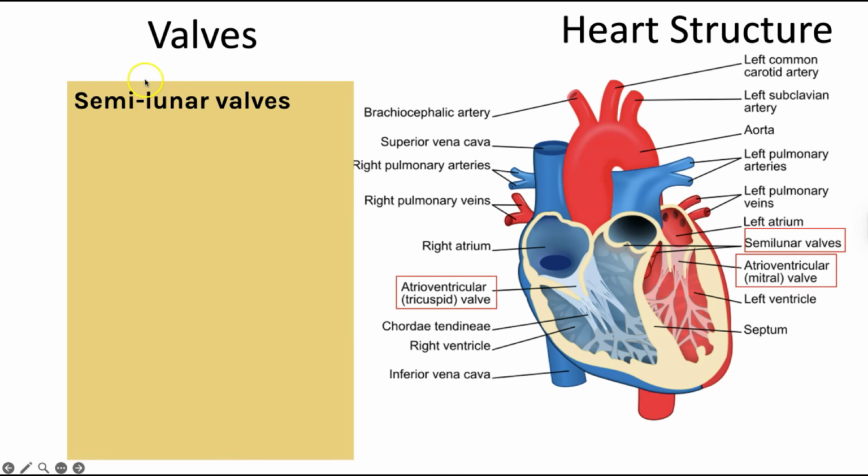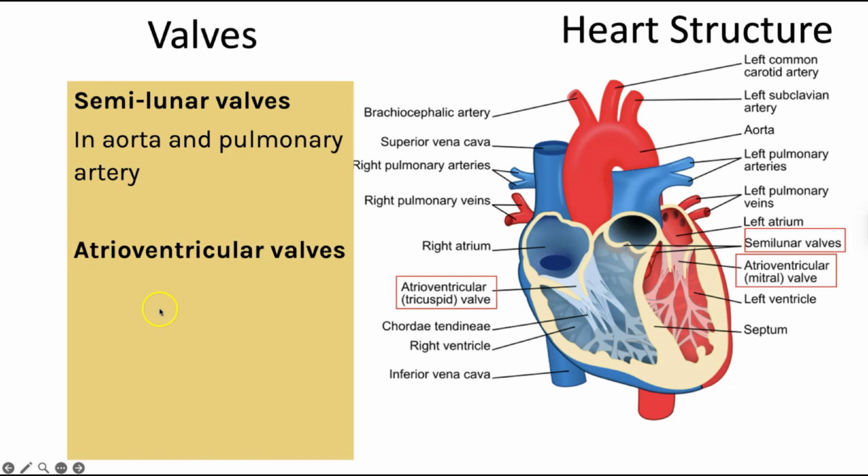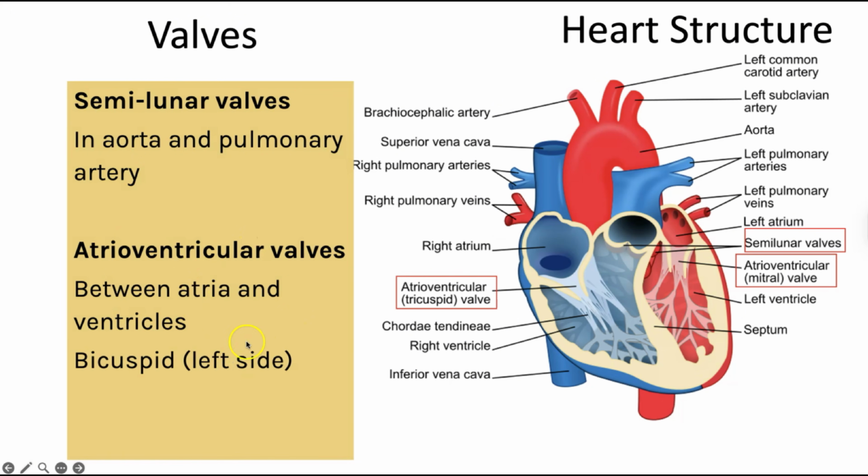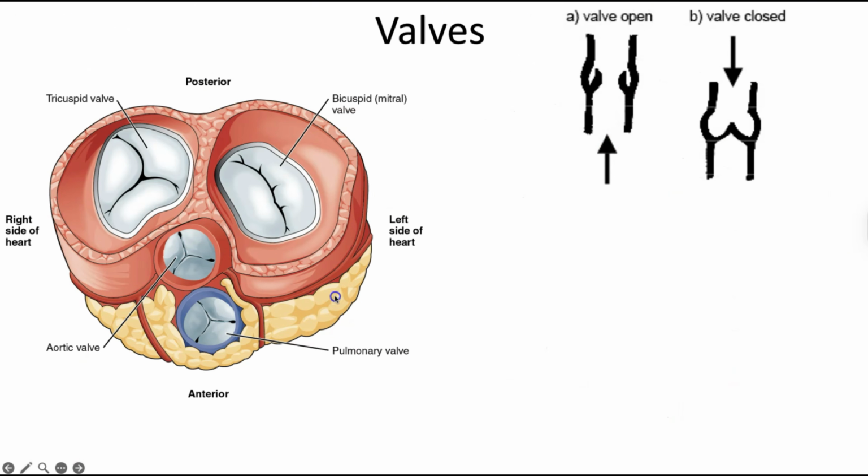Next is looking at the valves in the heart. So the semi-lunar valves are the ones between the ventricles and the arteries. So you have one in the aorta, which you can't actually see in this diagram, but it's just about here. And then we've got one here in the pulmonary artery, just there. The atrioventricular valves are found between the atria and the ventricles, and we have them both on the left and the right. The bicuspid is the name for the one on the left side, and the tricuspid is the name for the one on the right, but it's sufficient just to call them both atrioventricular for AQA.